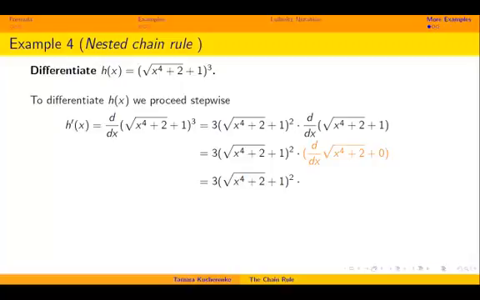We need to use the chain rule again. Now the radical is the outside function and the inside function is x to the 4th plus 2. The derivative of the radical is 1 over 2 radical x to the 4th plus 2. And again, we need to multiply by the derivative of the inside.